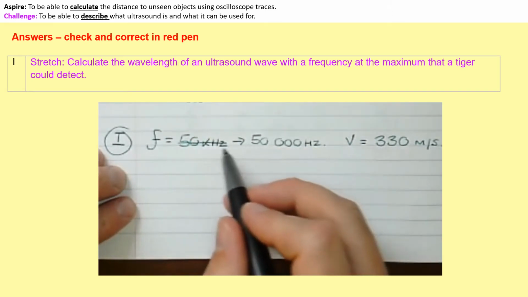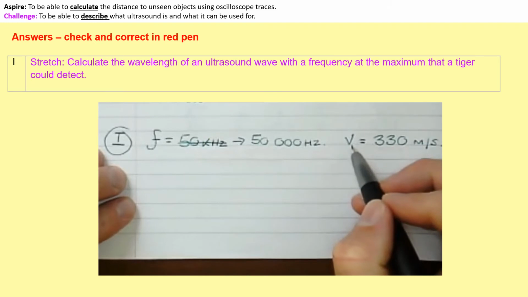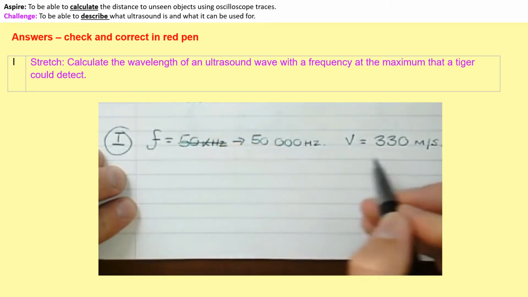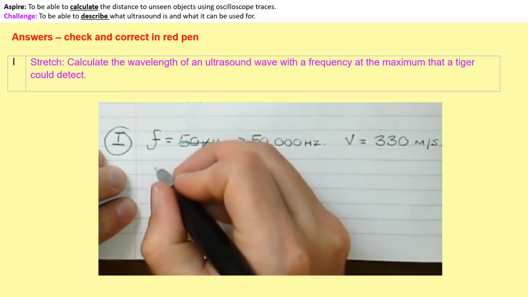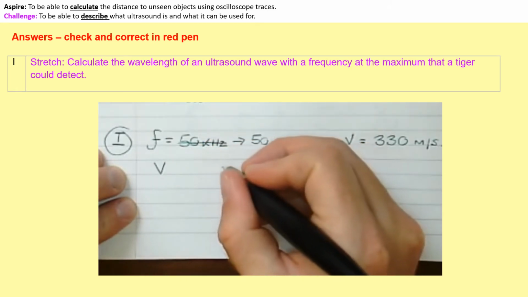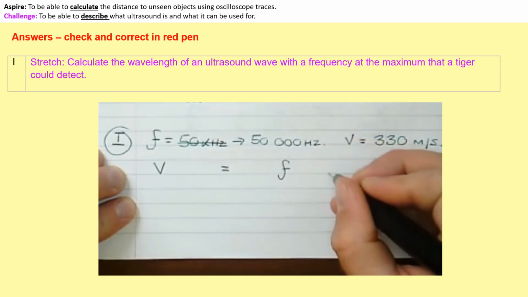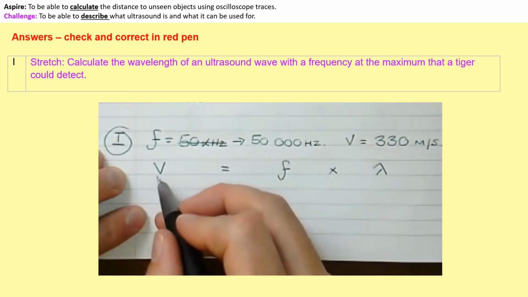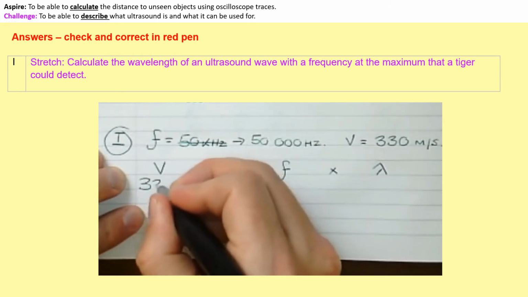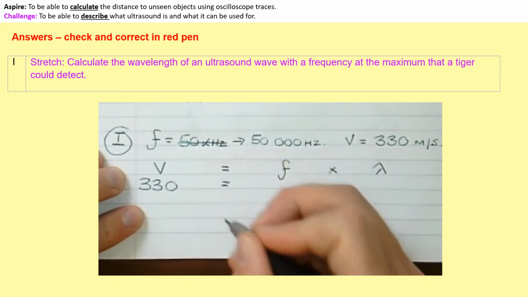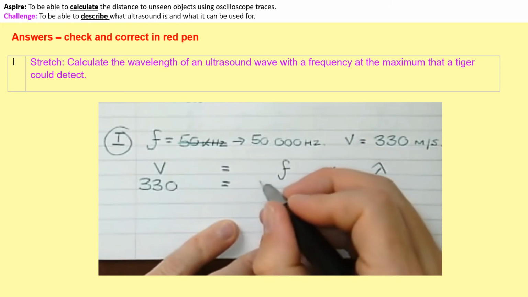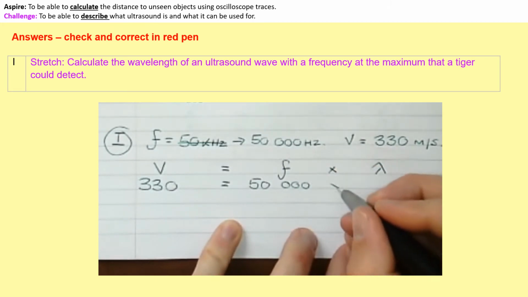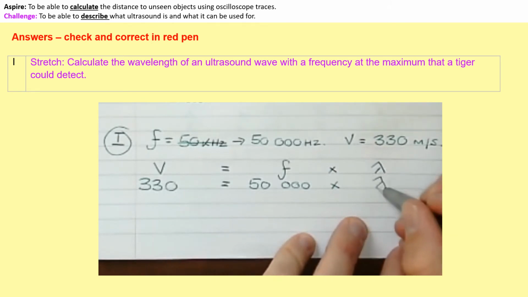So again, we've got frequency, we've got velocity, we're trying to find a wavelength. Write down the formula that links them. Frequency, velocity and wavelength are all linked by the wave equation: v equals frequency times wavelength. The velocity, 330, equals frequency, 50,000 hertz, multiplied by whatever the wavelength is that we don't know.